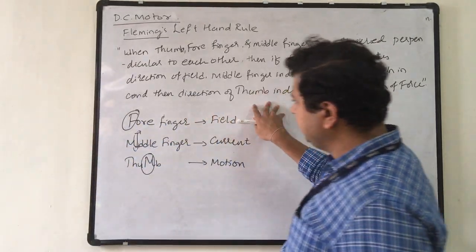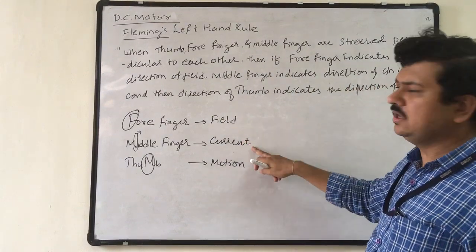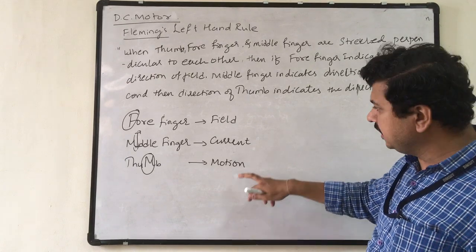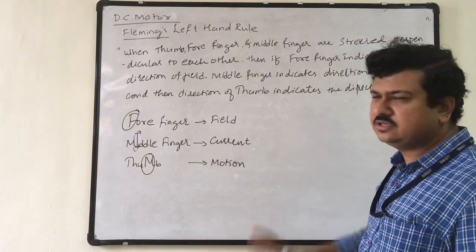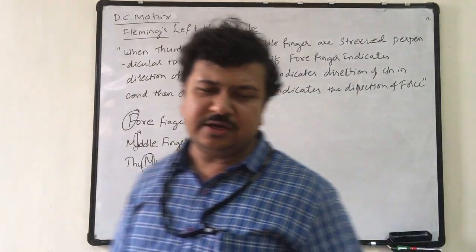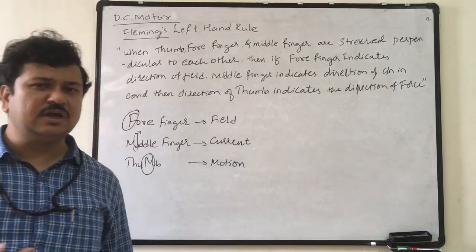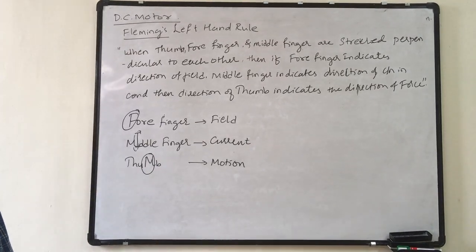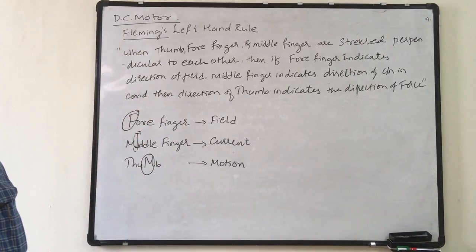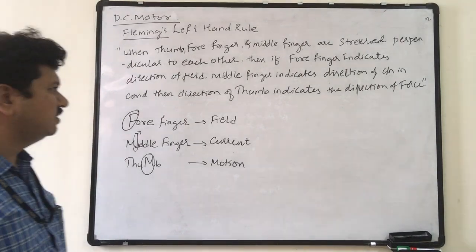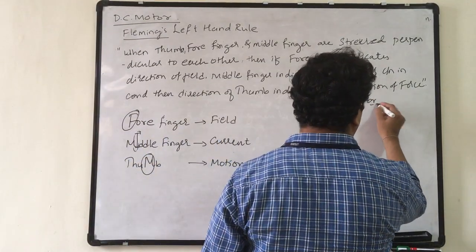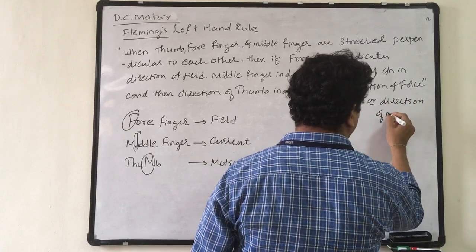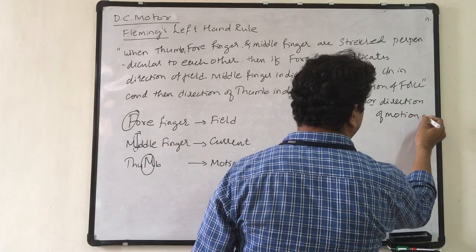Left hand rule is defined first by taking the direction of field and current, then the direction of motion. Right hand rule is defined first by taking the direction of field and motion, then the direction of current. Because as per the right hand rule, EMF is getting induced, current is getting induced. As per the left hand rule, motion is getting produced. Therefore the last should be motion, force. Okay, direction of force or direction of motion of the conductor.